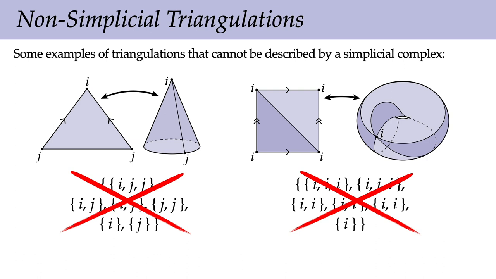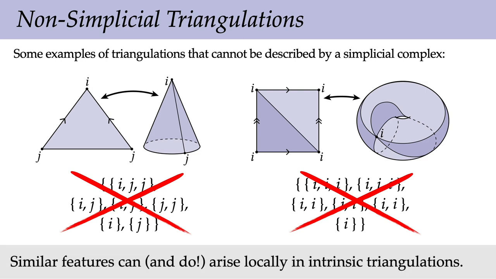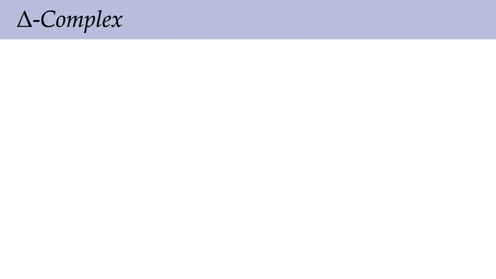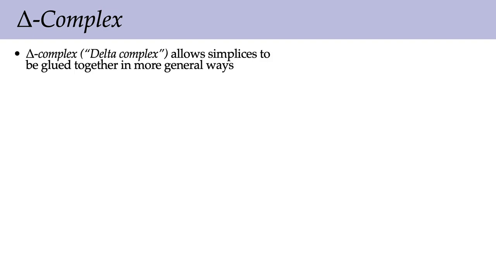And the reason why we care about this is that similar features, like an edge glued to itself, can and do arise in intrinsic triangulations. We have to be able to represent these kinds of configurations in order to be sure that our algorithms will always work. Okay, so what we're going to work with instead is this thing called a delta complex. A delta complex is going to allow simplices to be glued together in more general ways. In particular, it doesn't require the vertices of a simplex to be distinct.